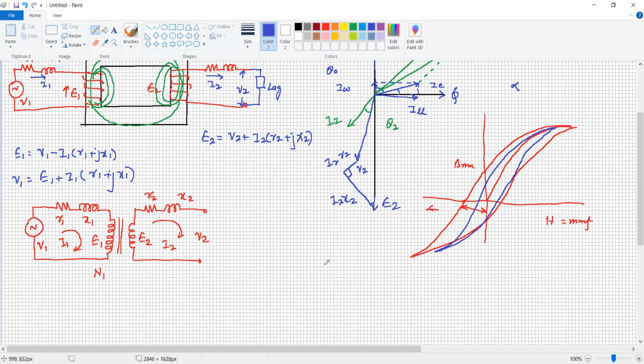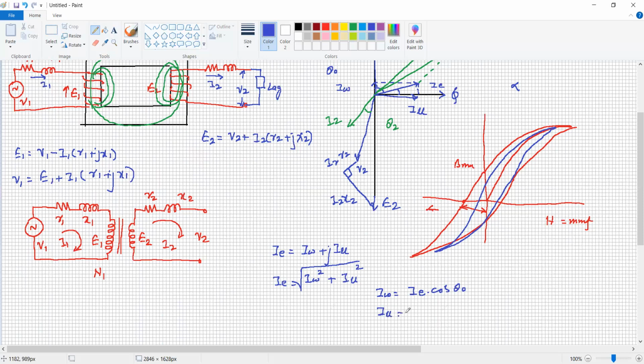And this exciting current IE has two components. One is the active component IW, which is responsible to supply the iron losses, and the other is I mu. So IE is equal to the square root of IW square plus I mu square. Suppose this angle is theta. So we can write IW is equal to IE into cos theta 0, where theta 0 is the no load power factor angle.